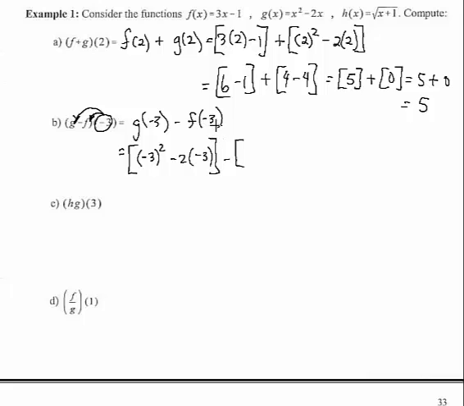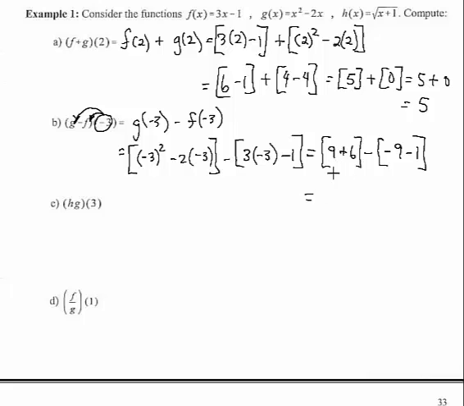Now we'll compute f of negative 3, and f is 3x minus 1. So we would have 3 times negative 3 minus 1 in the second brackets. Okay. The first set of brackets, negative 3 squared is a 9. Negative 2 times negative 3 is a plus 6. And we're subtracting, so I'll put my minus sign in between. Second set of brackets, I have a negative 9 minus 1.